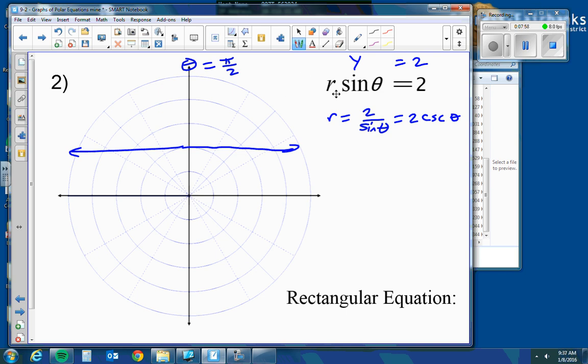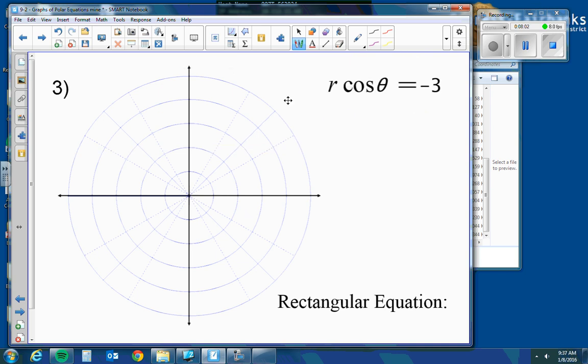And once again, this way, you just look at it and realize that's just y. Next one then, that's really just x equals negative 3, because r cosine theta is x. So you just have a vertical line going through negative 3. But if you write it as r equals, you get negative 3 times what?